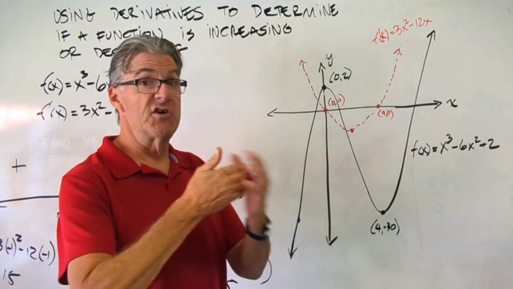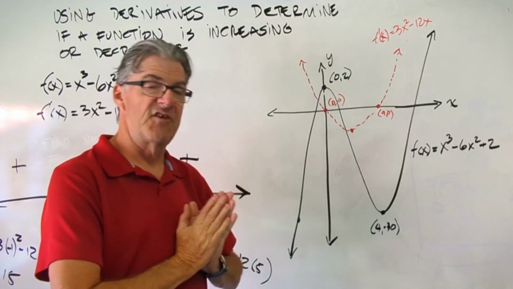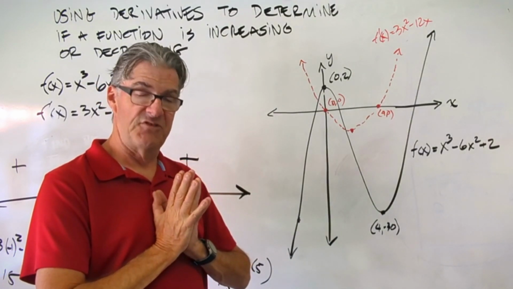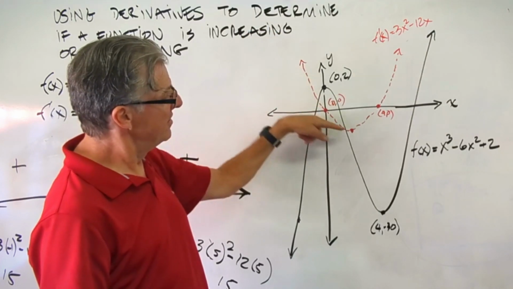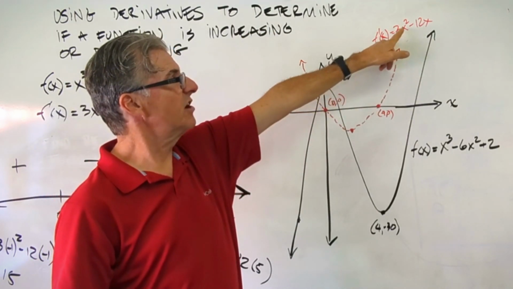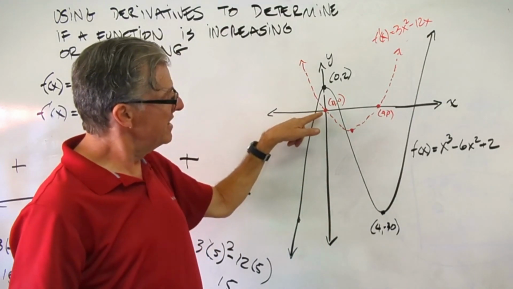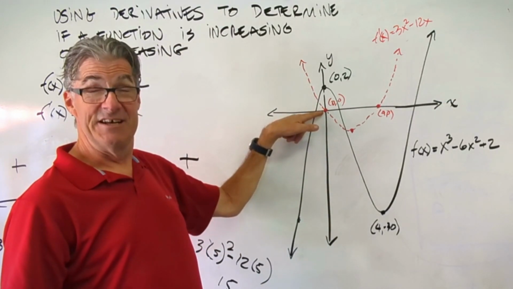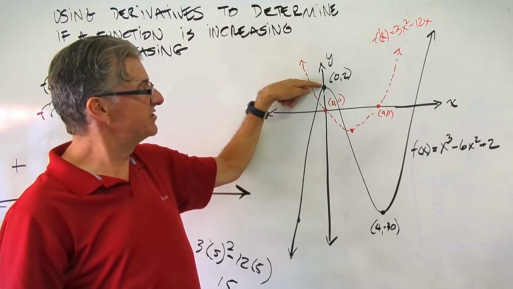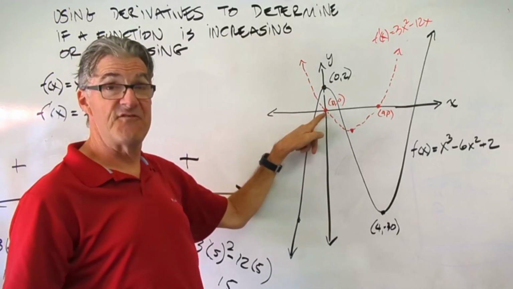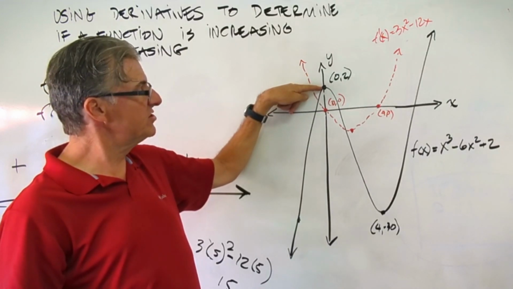Since the derivative function gives us the slope of the tangent line, then the derivative function is equal to 0 at those points. So check this out. I sketched in the derivative function here in red. This is our 3x squared minus 12x. So check it out. It passes x equals 0 right at the turning point of 0, 2. So the derivative function is 0 at the turning point on the original function.